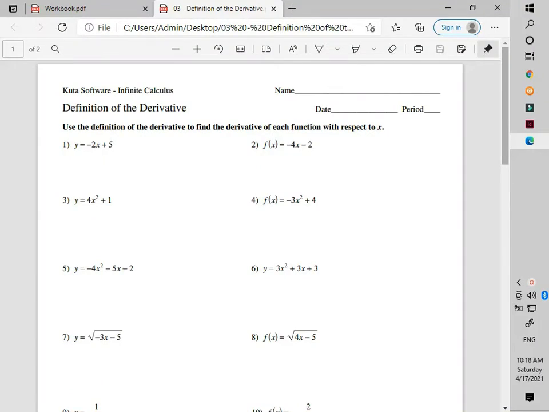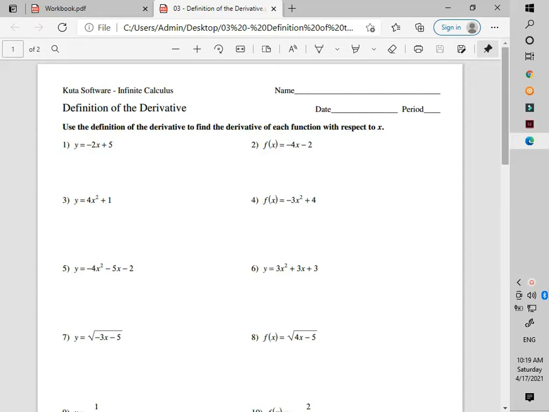Okay, hello everyone. Now in this video I'll be working on, I believe this is worksheet 6, definition of the derivative. Now before I actually get into working these problems, I would like to just share with you how I actually go about creating these types of recordings. I won't be able to show you everything, but I'll show you what I actually can.